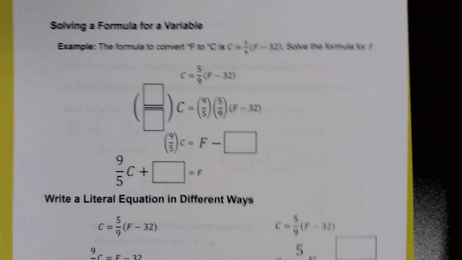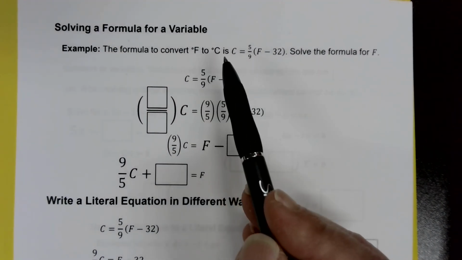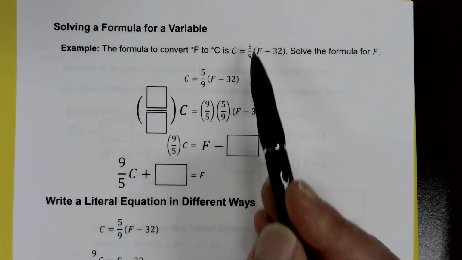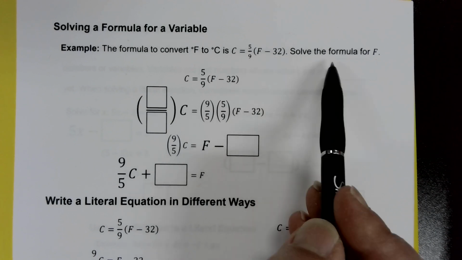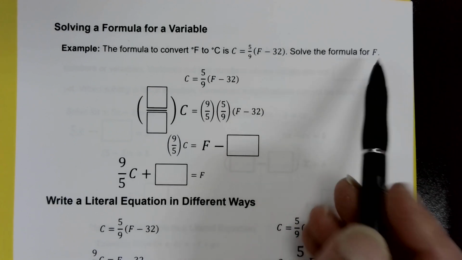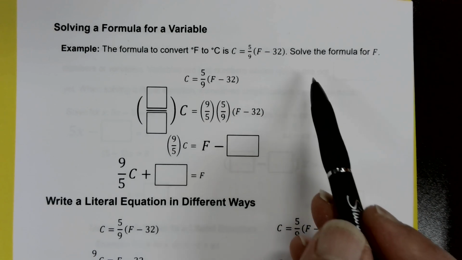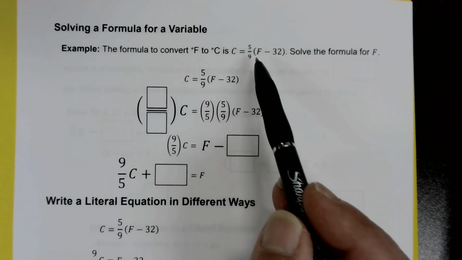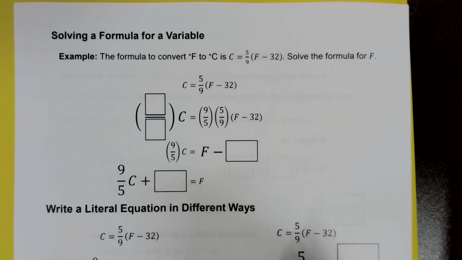Next part of this is we're going to solve a formula for a variable. So this formula converts Fahrenheit to Celsius. Celsius is equal to 5/9 of the Fahrenheit temperature minus 32. I want you to solve this formula for F. Now this is highly used in science, okay? If you don't understand Celsius, you can plug in the Fahrenheit temperature that you do know, because most of our gauges are in Fahrenheit, okay?